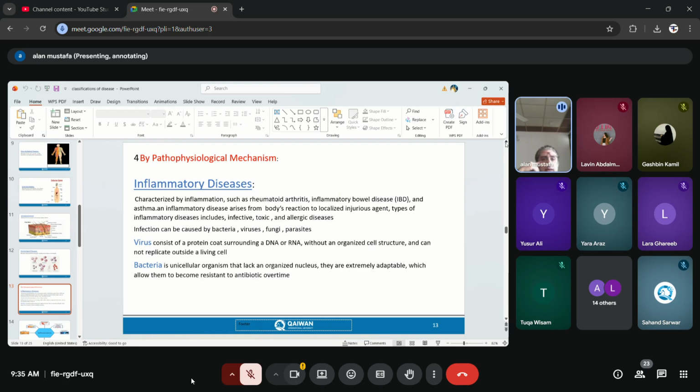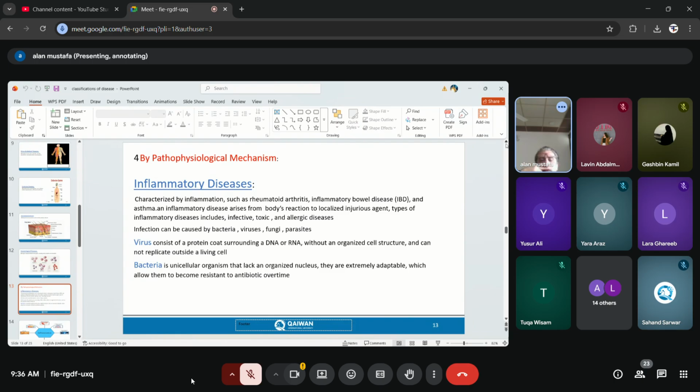So we finished classification of diseases by first etiology, which was infectious and non-infectious. Then the second way of classification was by system. And then this way of classification is by pathophysiological mechanism. So the first one is inflammatory disease.